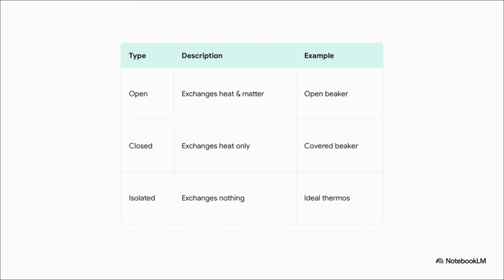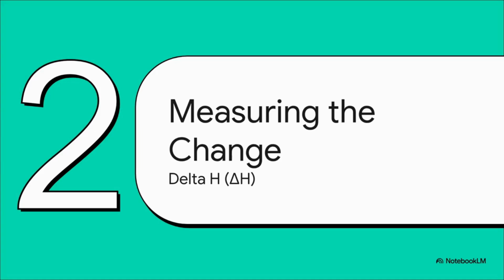And finally, an isolated system. Think of a perfect thermos. Exchanges nothing at all. Of course, in the real world, a truly perfectly isolated system is pretty much impossible to achieve. All right, we've set our boundaries. Now for the main event. How do we actually put a number on this energy transfer? How do we calculate it?